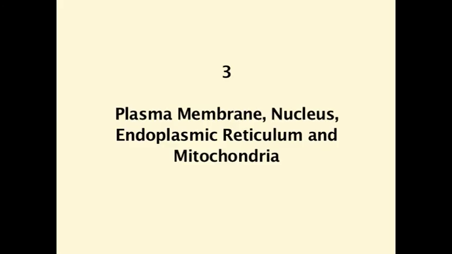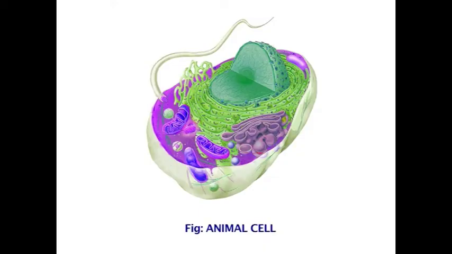The next feature is the plasma membrane, nucleus, endoplasmic reticulum and mitochondria. These organelles are characteristic of eukaryotic cells and are similar to those described in plant cells. The next is the Golgi apparatus. Animal cells have a single highly complex Golgi apparatus.